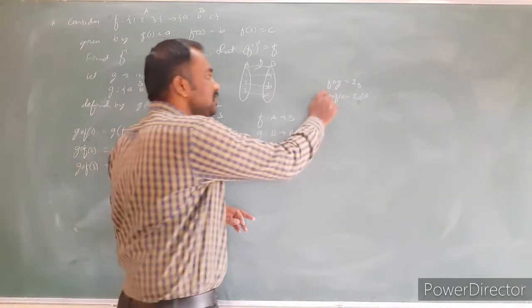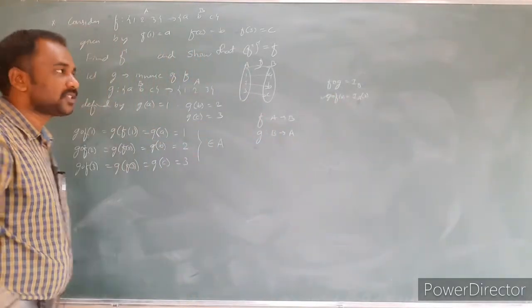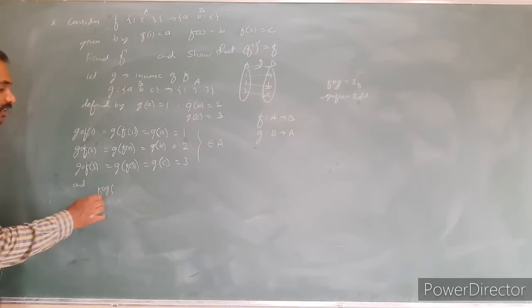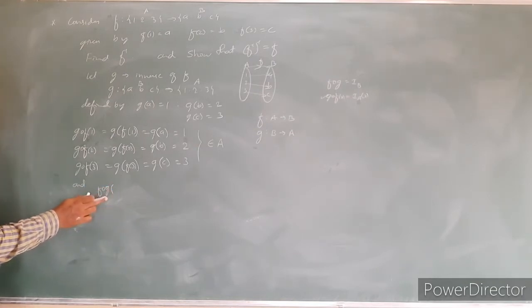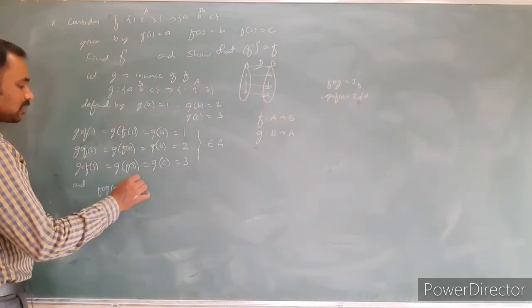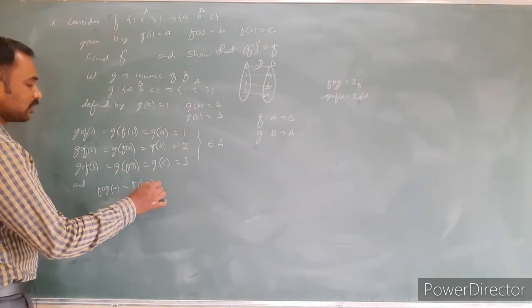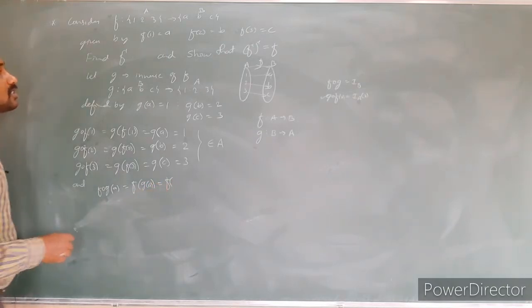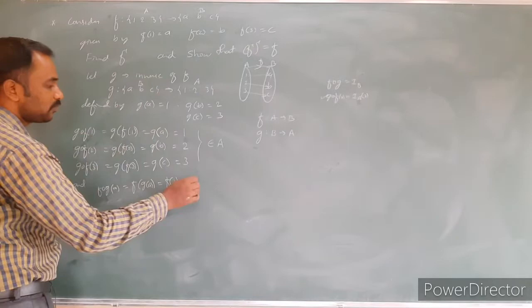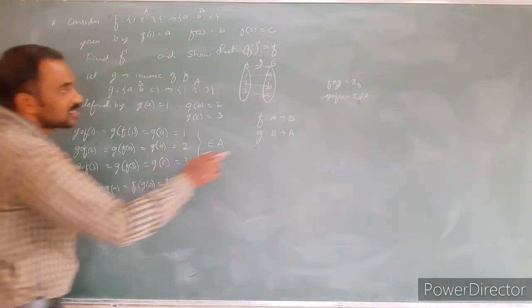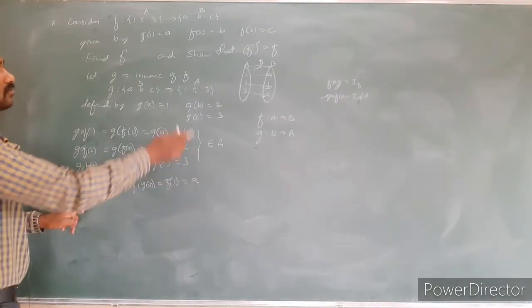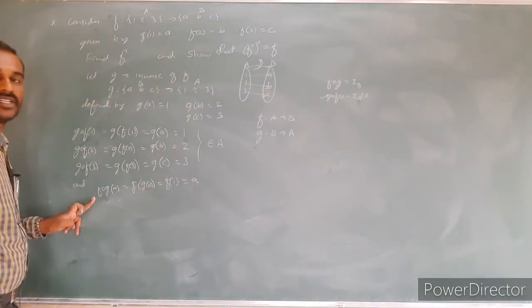One condition is satisfied. Similarly, F circle G. Here we need to choose the element from the domain set of G. What is the domain set of G? A, B, C. F of G of A. What is G of A? G of A here is 1. What is F of 1? F of 1 is nothing but A. F circle G should give an element from the set B. Have you got the element from the set B? Yes, an element from the set B.